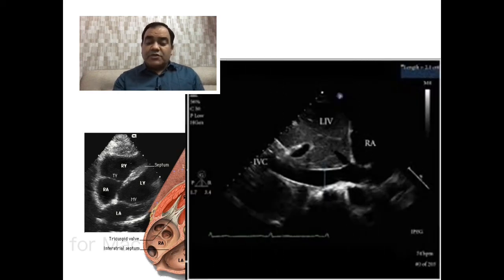And the subcostal 4 chamber view can also be used to visualize the inferior vena cava and its variation with inspiration, whether it is dilated or not, or whether the respiratory variation is present in the inferior vena cava or not, because loss of respiratory variation in IVC is suggestive of increased pressure on the right side.